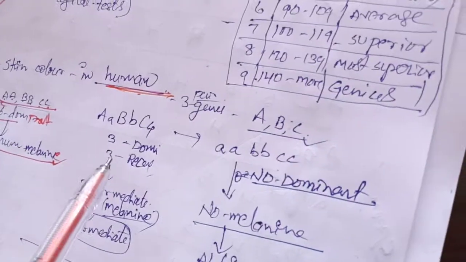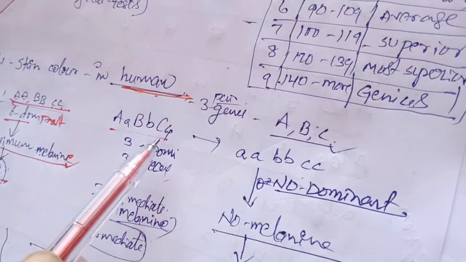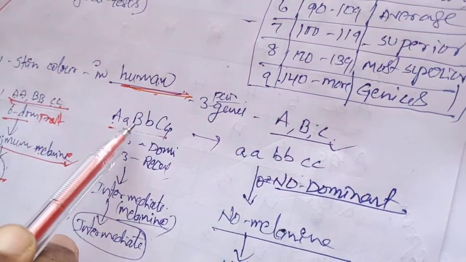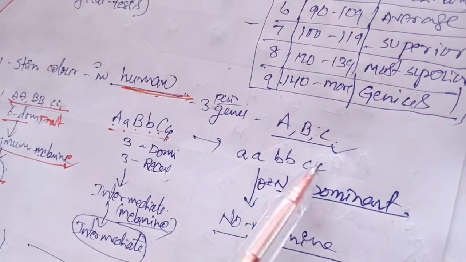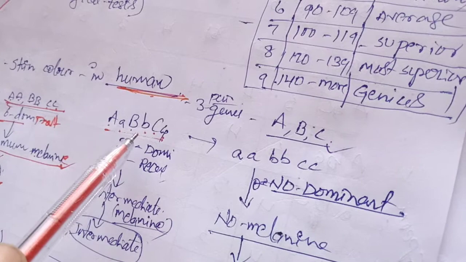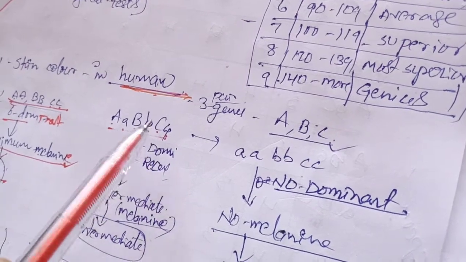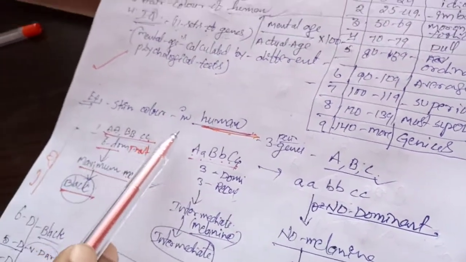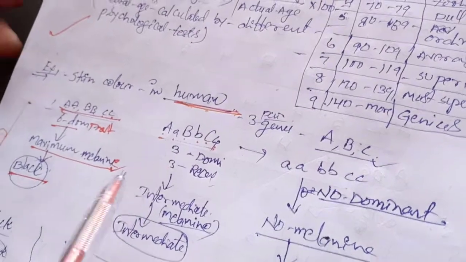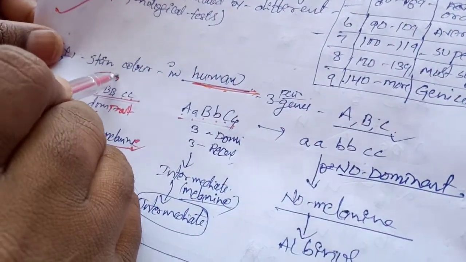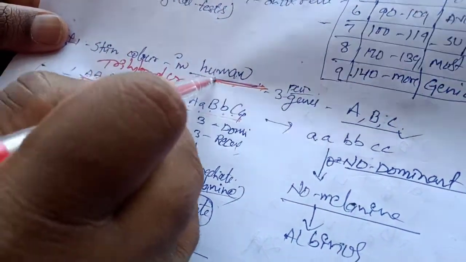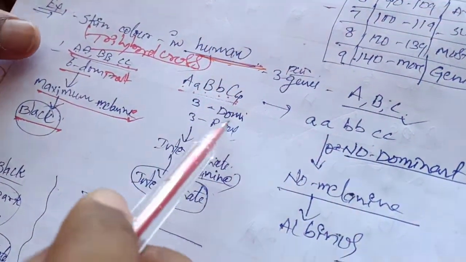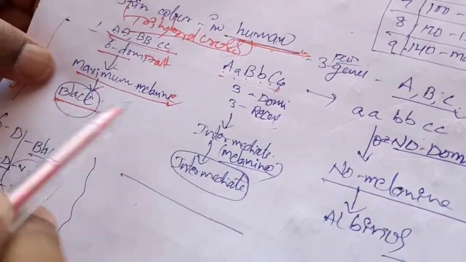And next, if the dominant genes are capital A, capital B, small b, capital C, small c. See, this one is a trihybrid cross, not a dihybrid cross. We can explain skin color in humans through the trihybrid cross. So 6 dominant genes means maximum black color.